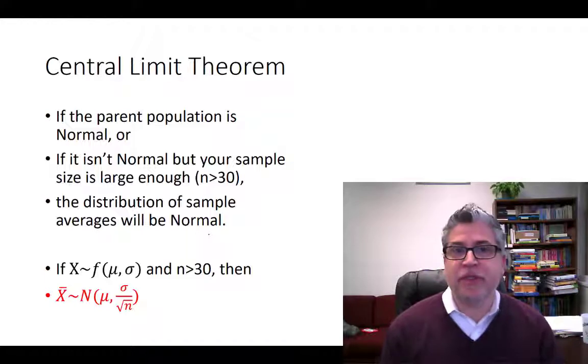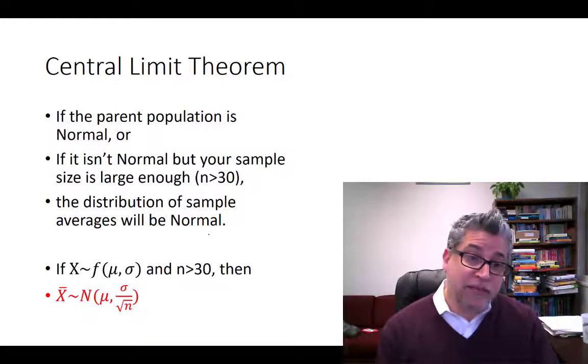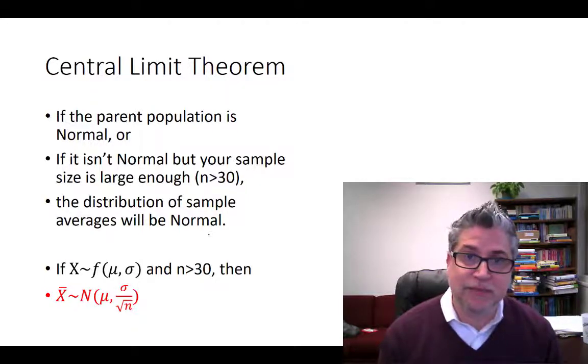We have a central limit theorem that says no matter what the parent population is, if you draw a sample size that's large enough, the distribution of sample means will be normal, it'll be unbiased, and it'll have a standard deviation that's equal to the parent population's standard deviation, but you're going to divide it by the square root of n. So it's going to be more precise.